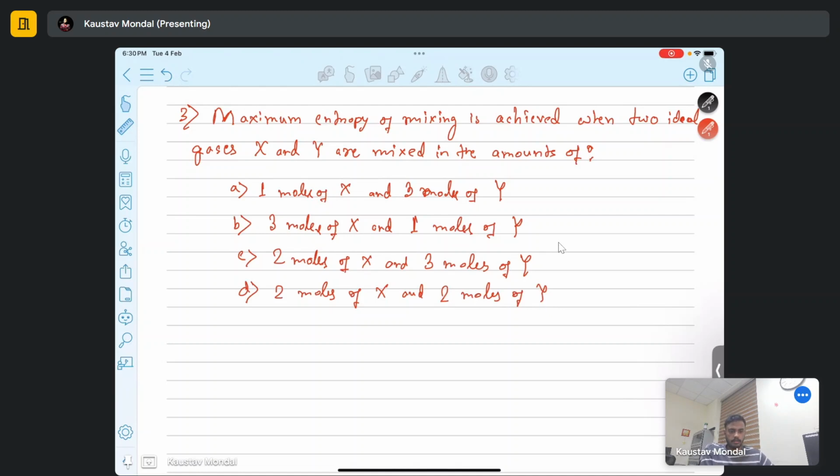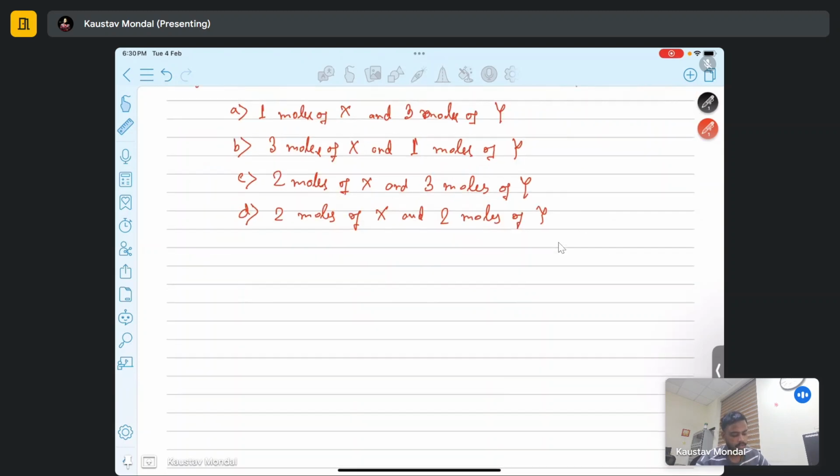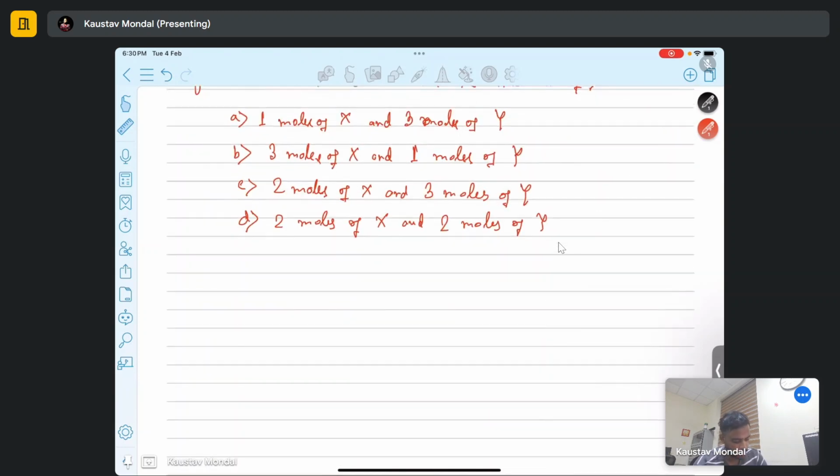So these 4 options are given. For each case, when this fraction of X and Y is mixed, you have to calculate for which case the entropy will be maximum. Okay, before solving this problem explicitly, let me just explain what this entropy of mixing is.